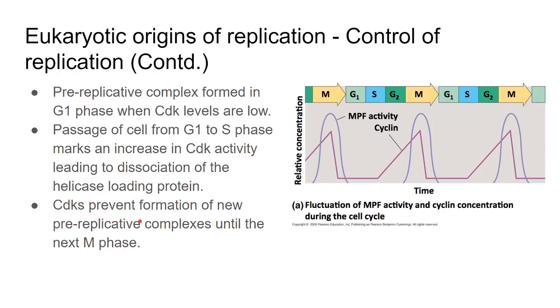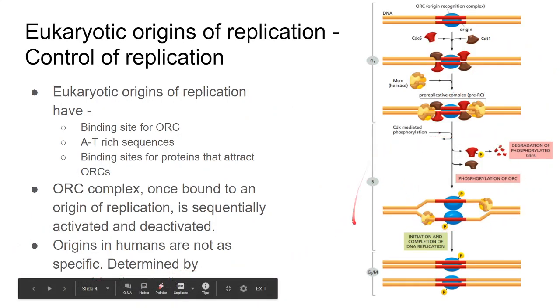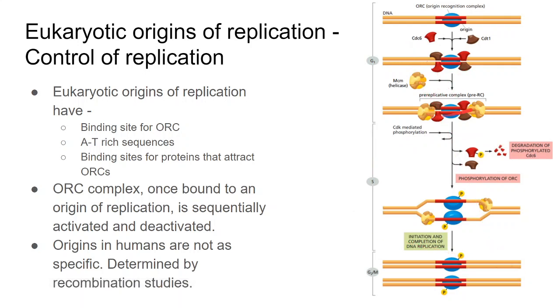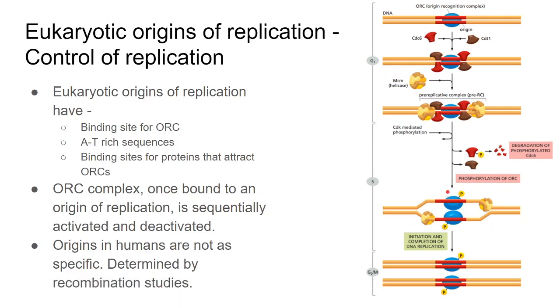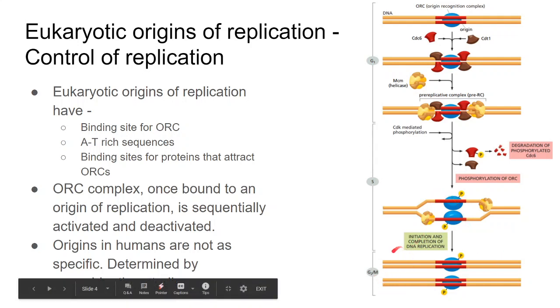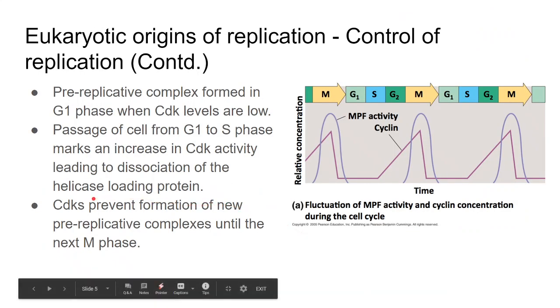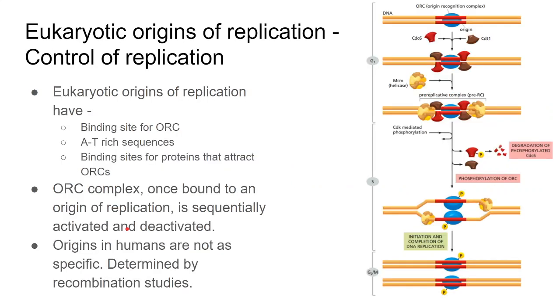The CDKs also have one more job. Once the CDKs are active, once you are in the S phase, you don't want the pre-replicative complex forming somewhere else, or once the replication is done here, forming again in this region. You don't want multiple rounds of replication occurring in one cell cycle. You just want it to replicate once to form two daughter strands, and that's it. You want it to stop there. So CDKs prevent formation of new pre-replicative complexes until the next M phase.